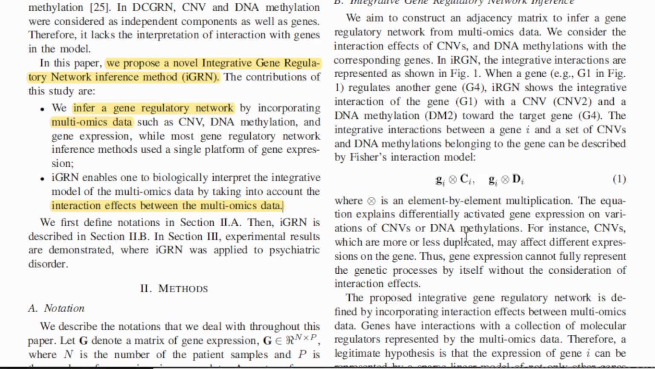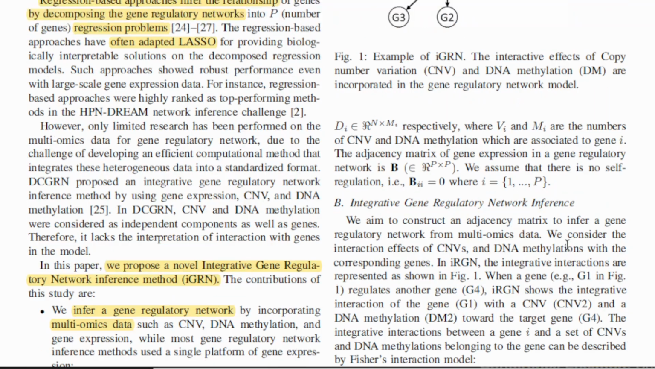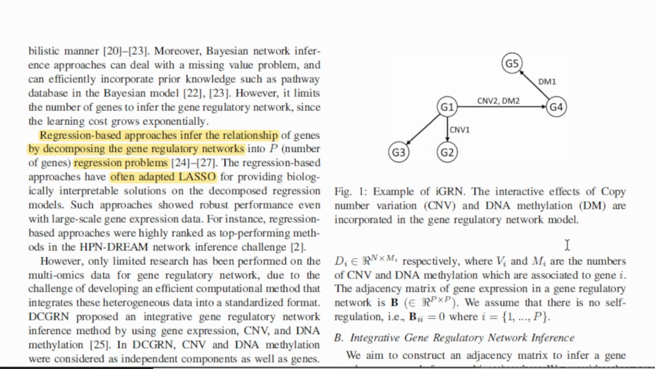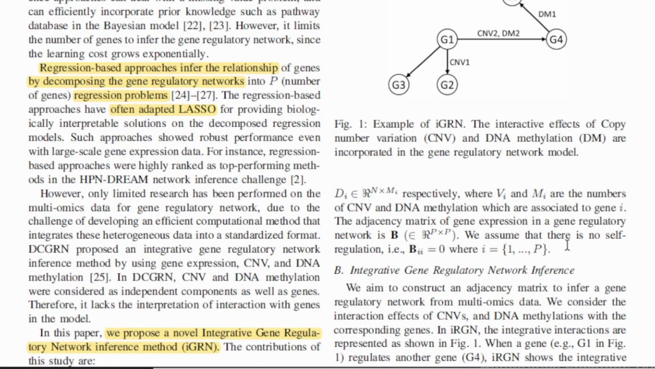The integrative interactions between a gene i and a set of CNVs and DNA methylations belonging to the gene can be described by Fisher's interaction model, equation 1, where the circled dot is an element-by-element multiplication. The equation explains differentially activated gene expression on variations of CNVs or DNA methylations. For instance, CNVs, which are more or less duplicated, may affect different expression levels of the gene. Thus, gene expression cannot fully represent the genetic processes by itself without the consideration of interaction effects.